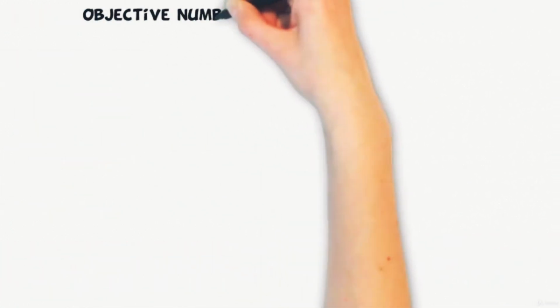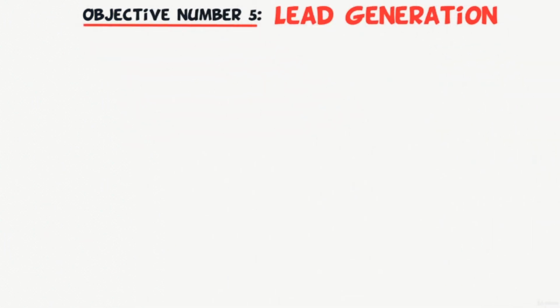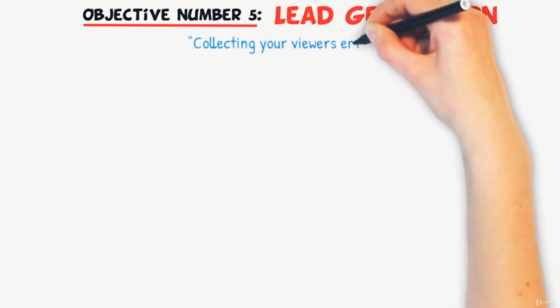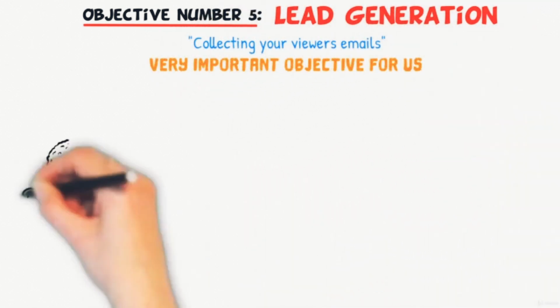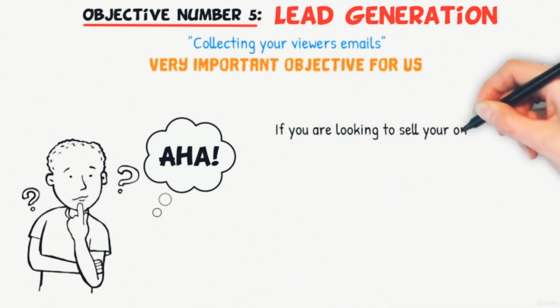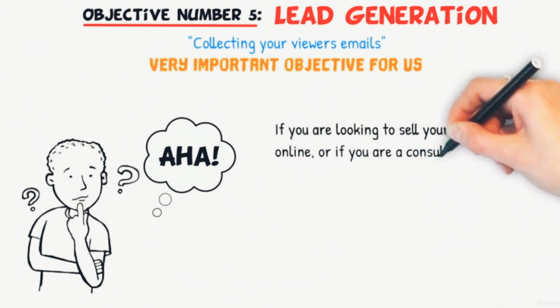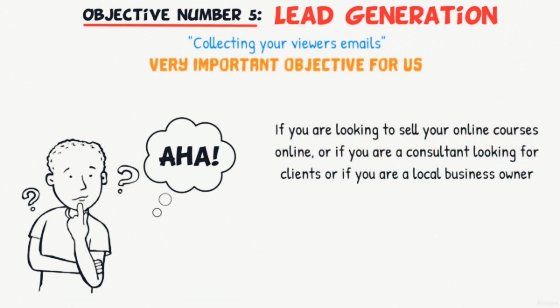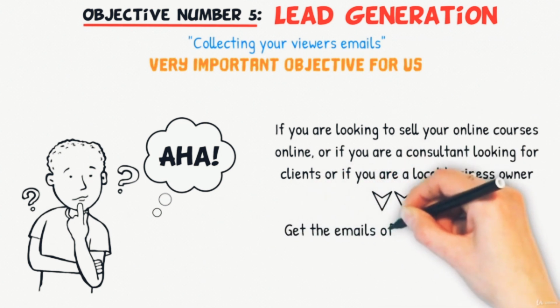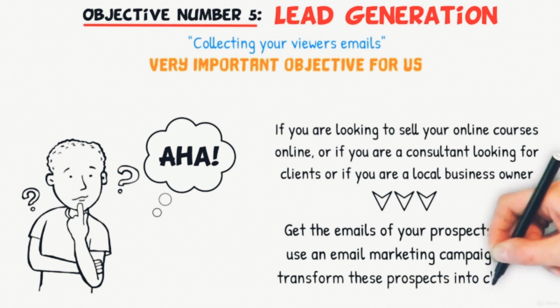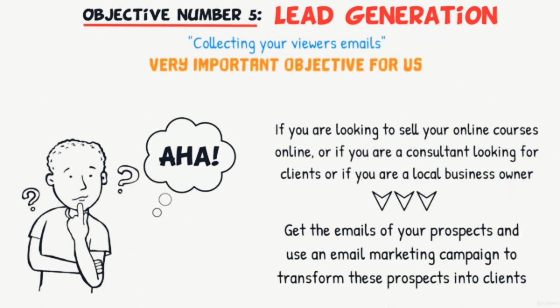Objective number 5, lead generation. The simplest translation of this objective is collecting your viewers' emails. And this is a very important objective for us. If you are looking to sell your online courses online, or if you are a consultant looking for clients, or if you are a local business owner, it's better in 90% of cases to get the emails of your prospects and use an email marketing campaign to transform these prospects into clients.